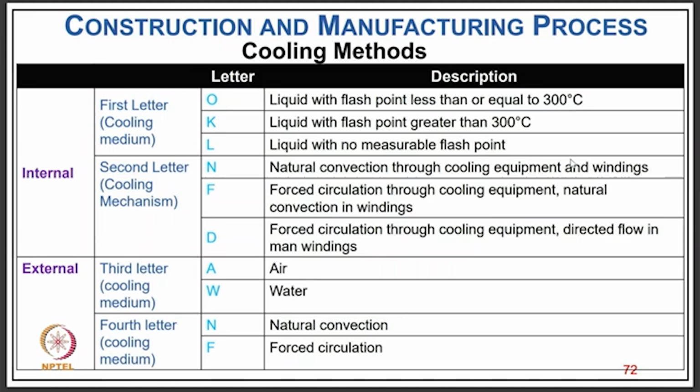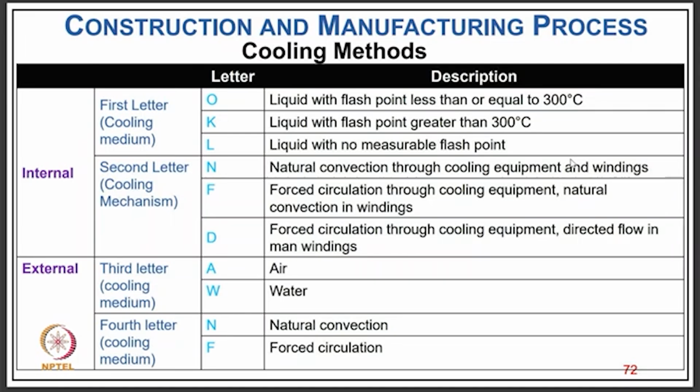So we have internal cooling and external cooling. The first letter goes to the cooling medium: O for liquid with flash point less than 300 centigrade, K for liquid with flash point greater than 300, or L for liquid with no measurable flash point. The second letter is N, F or D: N for natural convection through cooling equipment and windings, F for forced circulation through cooling equipment with natural convection in the winding, and D for forced circulation through cooling equipment with direct flow in the main winding. And for external cooling, the third letter is the cooling medium, A for air and W for water, and the fourth letter is N for natural and F for forced.